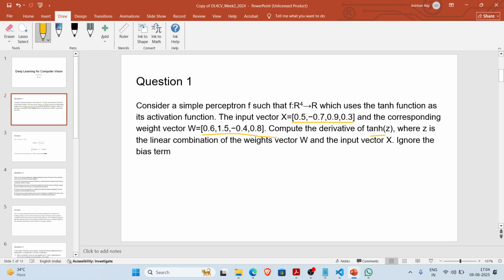Okay, so we have to calculate the derivative of tanh(z), where z is the linear combination of the weight vector w and input vector x.